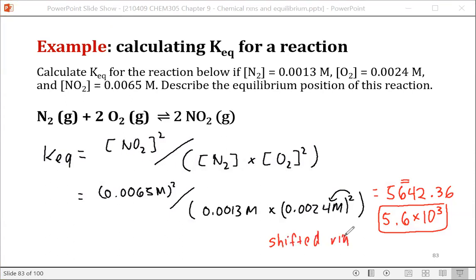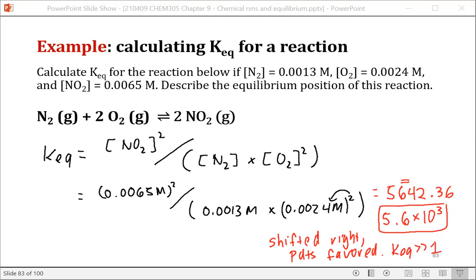Shifted right, products favored. And that's again because KEQ is greater than 1.